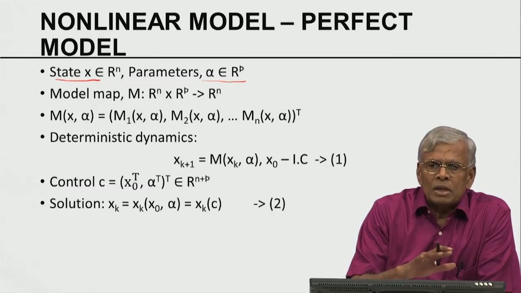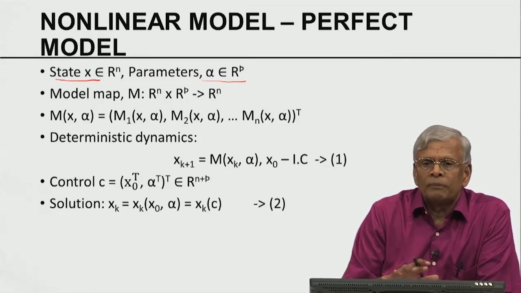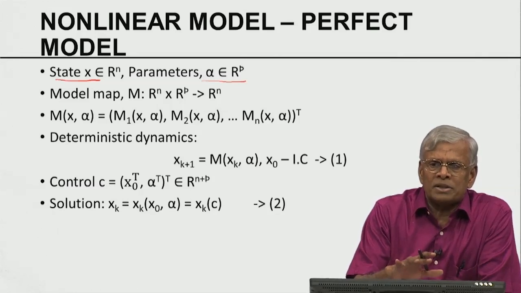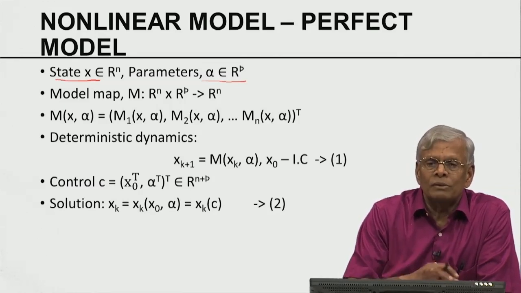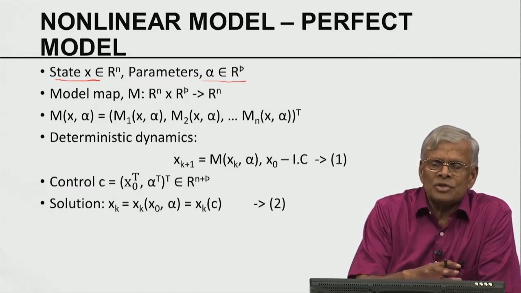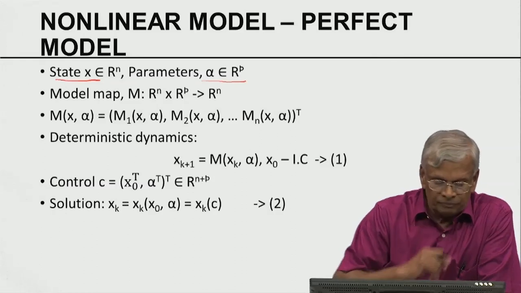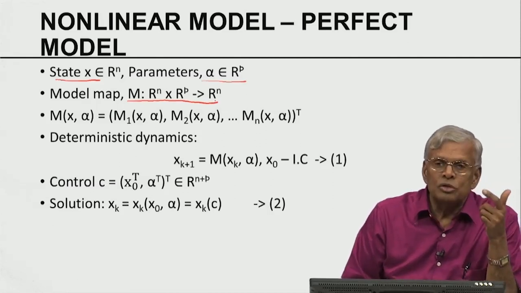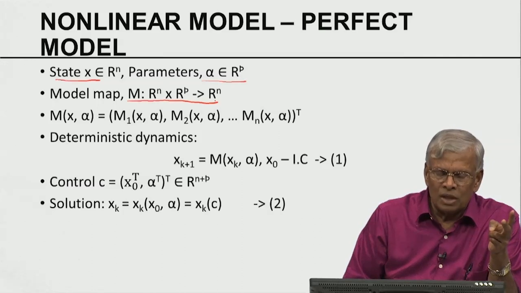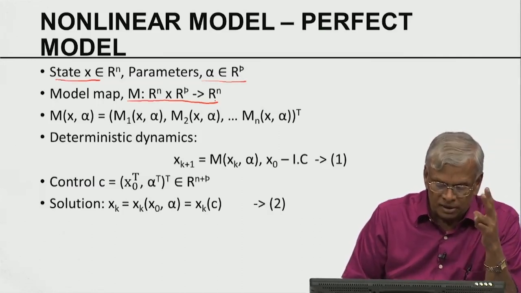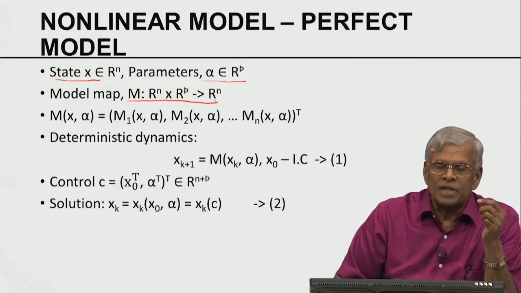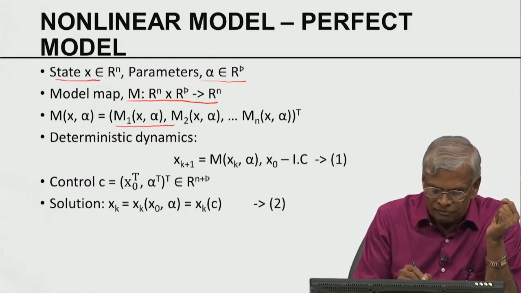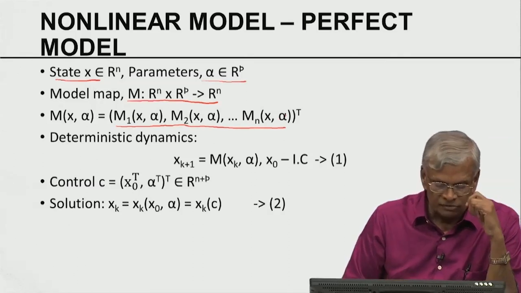One way we can think of this as a slight generalization, even though the model is perfect, we have not set the values of the parameters when trying to generate forecast to the right value. Therefore, we assume that there could be errors in the initial condition, boundary condition and our parameters. M is the model map, which is the vector valued function. M depends on two vectors, one is the state vector x, another is the parameter vector alpha. Alpha is a vector of size p, p is an integer, much like n is an integer. So M of x, alpha is given by M1 of x, alpha, M2 of x, alpha, Mn of x, alpha.